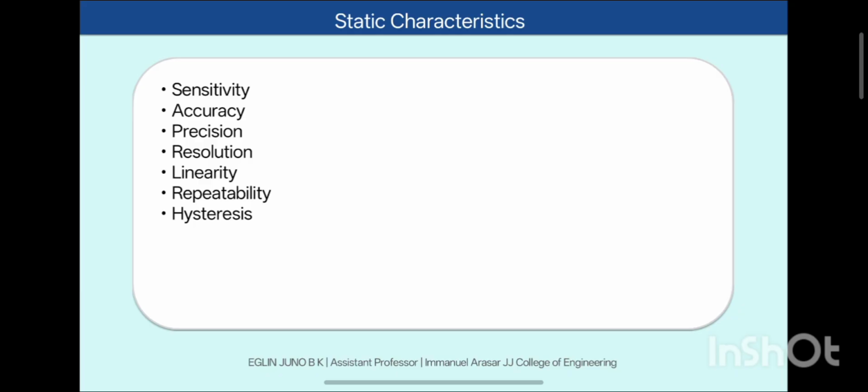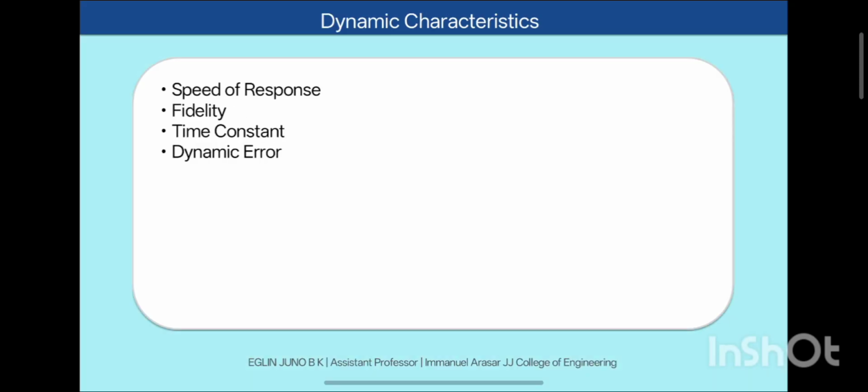The next one is inductive transducers. These work by changing inductance. Example, LVDT, that is linear variable differential transformer. It is commonly used to measure displacement with high accuracy. The biomedical applications of inductive transducers are measuring movement in rehabilitation equipment and precision medical instruments.